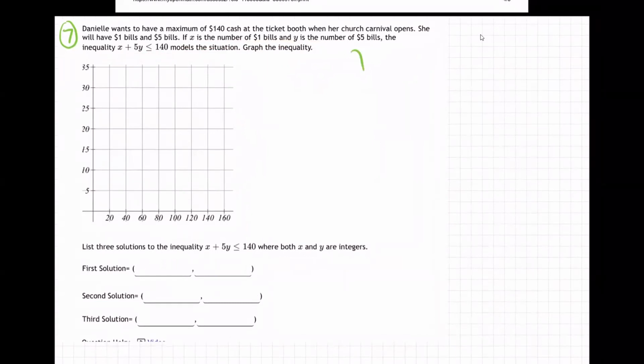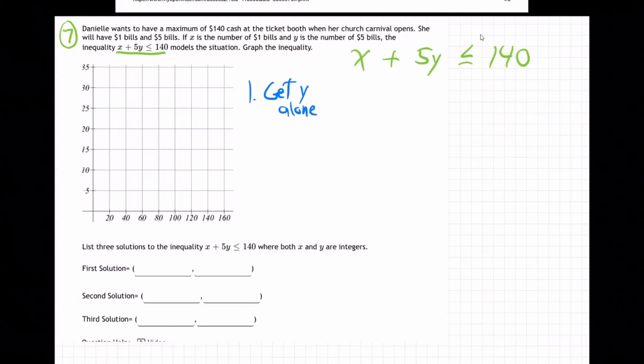Okay, and so we're supposed to graph this inequality. So let me bring this over here. X plus 5Y less than or equal to 140 right here. So I need to graph that. So how do we graph? Number one, get Y alone. Here's the wall of separation.